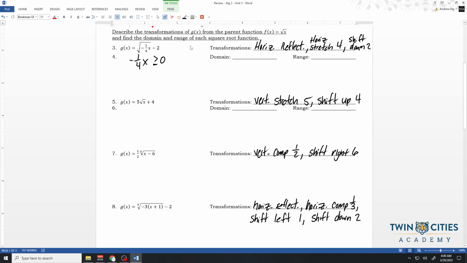So here, I can multiply both sides by negative 4. So doing that, negative 4 times negative 1/4, those will divide out, and I've got x on this side. On the other side, 0 times negative 4, well, 0 times anything is still going to be 0. But because I multiplied by a negative, this sign has to flip the other direction. So instead of greater than or equal to, I've got less than or equal to. So this is my domain. X is less than or equal to 0.